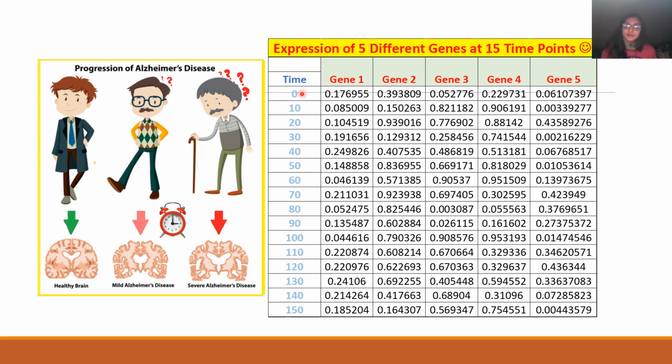But instead of the different stages, we could also just look at different time points for 5 genes. So this is an example we're going to try to work through. How will we find the mutual information and calculate it between these genes?